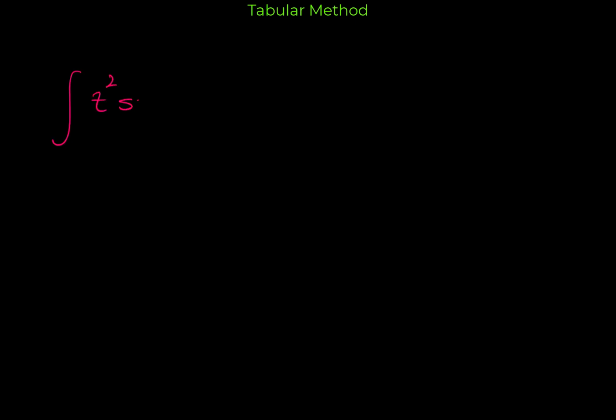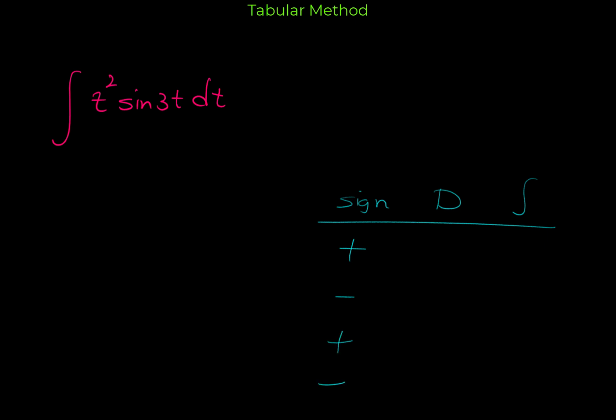The integral of t² sine of 3t dt. As usual, we make the table: the sign column, the derivative column, the integral column, plus minus. In the derivative column, we put t², then 2t, 2, and 0. The sine of 3t goes here. What is integral of sine? If you remember, integral of sine is negative cosine. But we have sine of 3t. And because of that 3, the integral of sine of 3t would be negative 1/3 cosine of 3t.